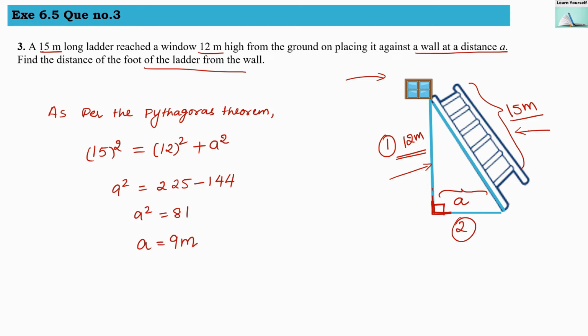And why have we written meter here? Because both sides' units are in meter. So that's why 9 will also be in meter. So the distance of the foot of the ladder from the wall will be 9 meter.